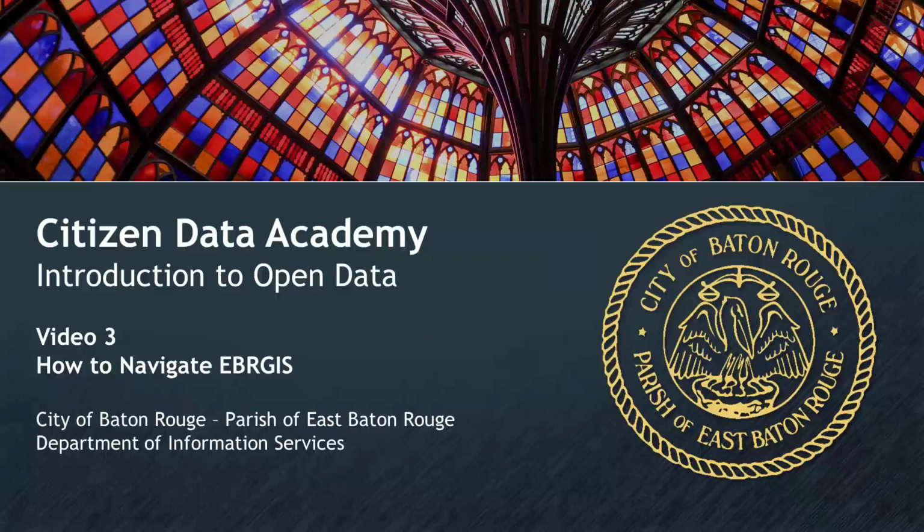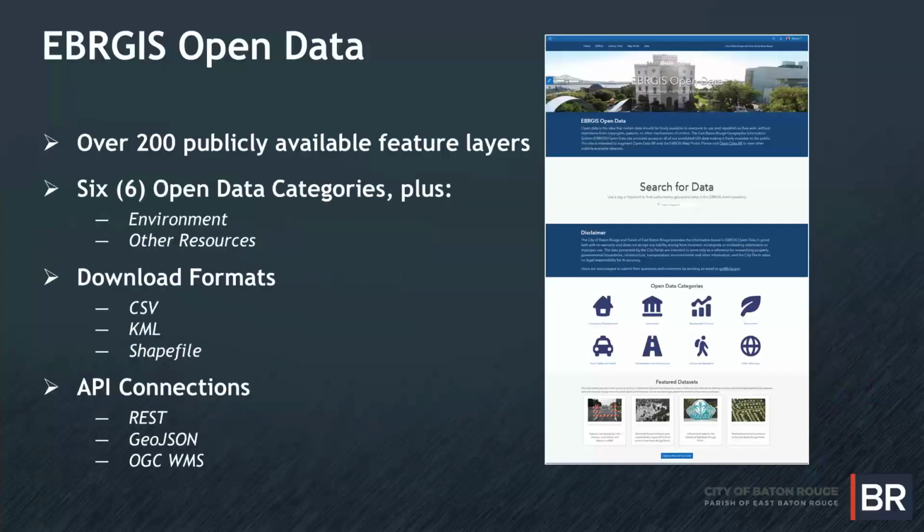This video is the third in our Introduction to Open Data module and will provide an overview of the EBRGIS portal. Our EBRGIS Open Data portal stores primarily location-based data, such as property records and school districts, and is managed by our Open Data team. Currently, the portal hosts over 200 publicly available feature layers.